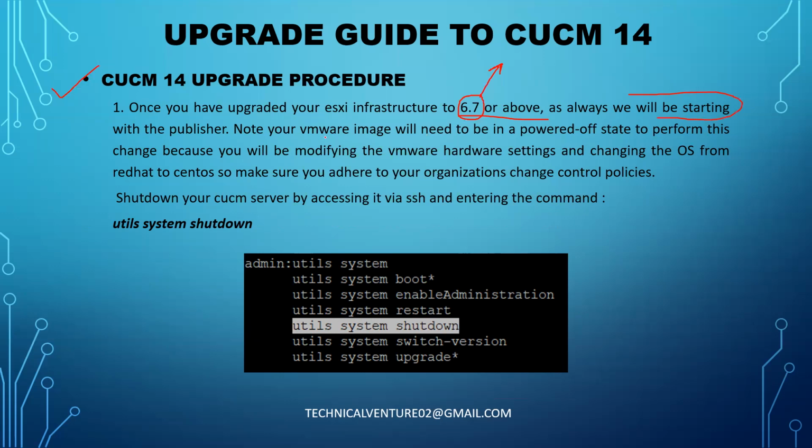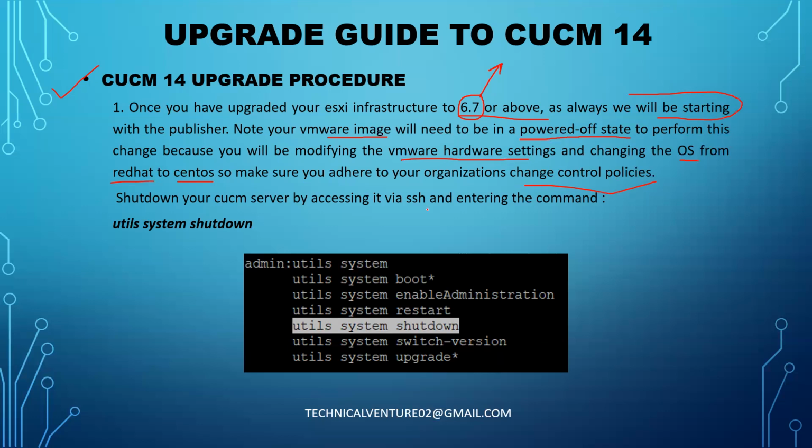Your VMware image will need to be in a powered off state to perform this change, because you will be modifying the VMware hardware settings as well, and you are going to change the operating system from Red Hat to CentOS. We previously discussed this. Make sure you adhere to your organization's change control policies. You should have a change in your organization, like change control, and everything is approved.